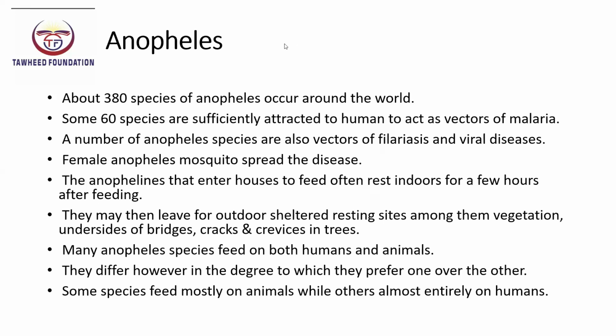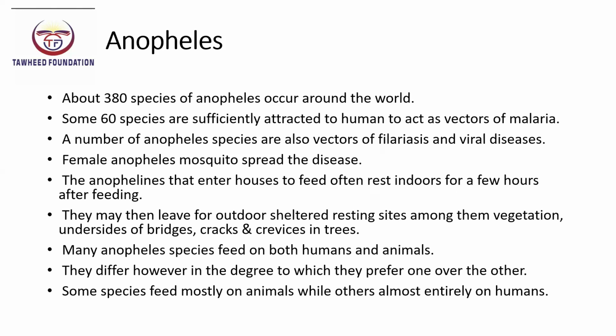Next is Anopheles. Anopheles, a genus with hundreds of species, is the primary vector of malaria, preferring to breed in clean water and biting mostly from dusk till dawn. Culex mosquitoes are domestic and active indoors and outdoors as well, and transmit lymphatic filariasis and viral infections such as West Nile virus. About 380 species of Anopheles occur around the world.